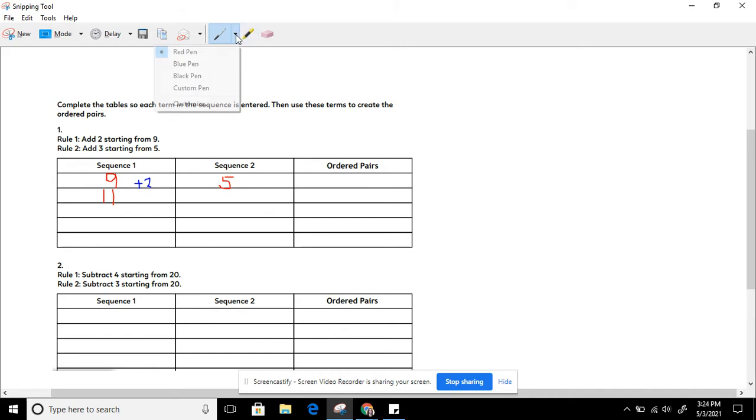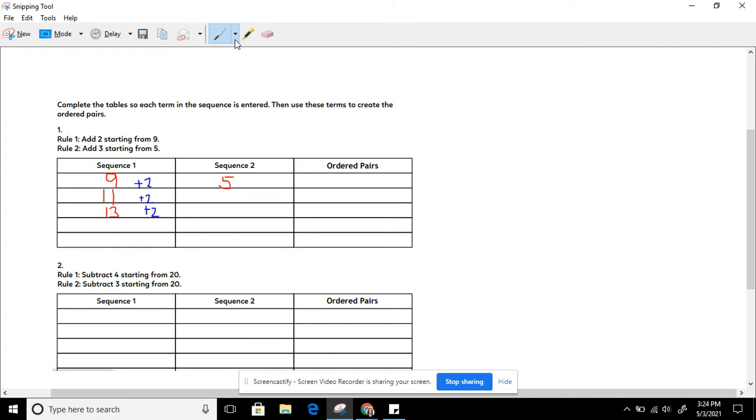So now I'm going to continue with that rule, and I'm going to be at 11, but I'm going to continue that rule of adding 2. When I do 11 plus 2, I get 13. So there's my next number. And then I'm going to go back to that rule, add 2. Okay, and I'll let you finish this chart.